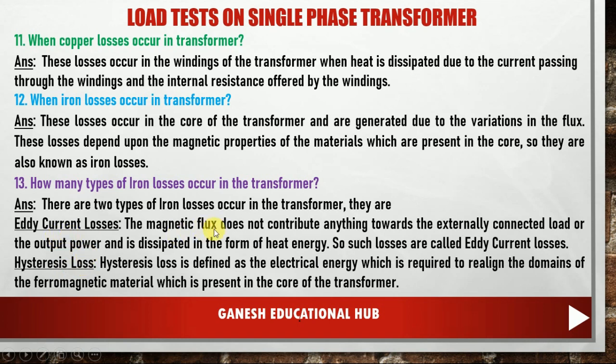First, eddy current losses. The magnetic flux does not contribute anything towards the externally connected load or the output power and is dissipated in the form of heat energy. Such losses are called eddy current losses. Second one, hysteresis losses. Hysteresis loss is defined as the electrical energy required to realign the domains of the ferromagnetic material present in the core of the transformer.